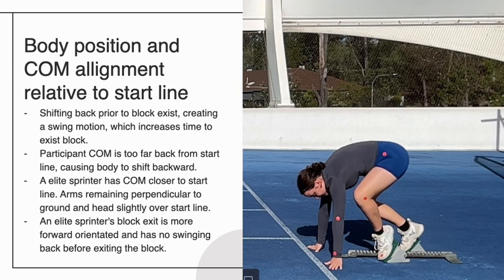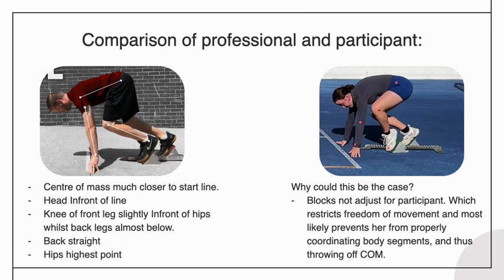Other than that, the participant's center of mass was shown to be too far back, which caused the body to shift back. Compared to an elite sprinter, the center of mass should be closer to the start line, their arms should remain perpendicular to the ground, and the head slightly over the starting line. Comparatively, when an elite sprinter exits the block, they exit on a more forward trajectory. Here's a comparison of the factors we were talking about between a professional and a novice.